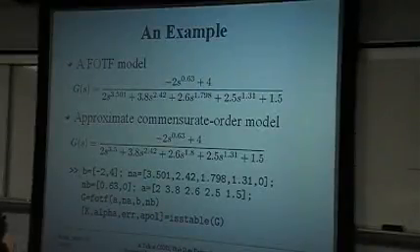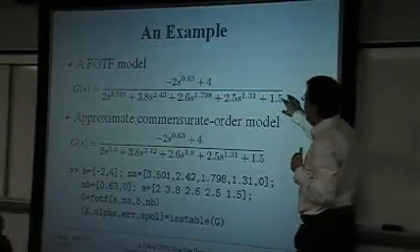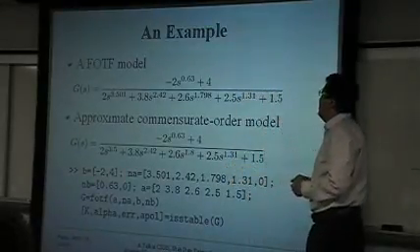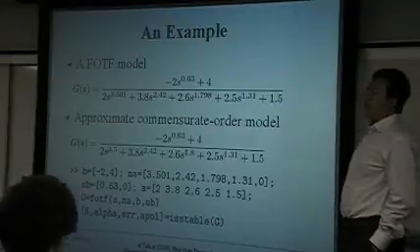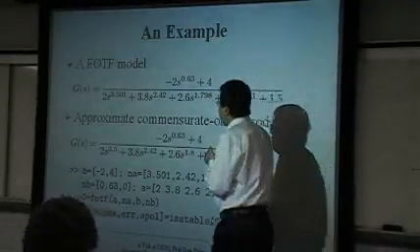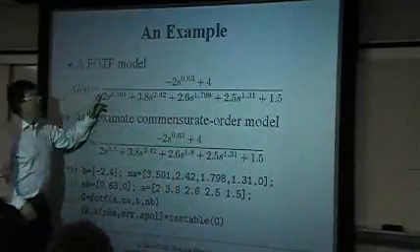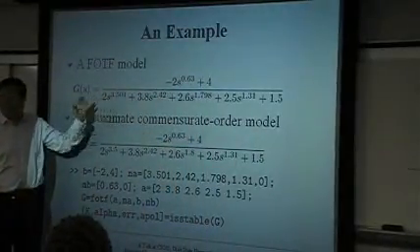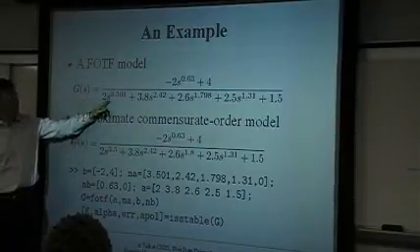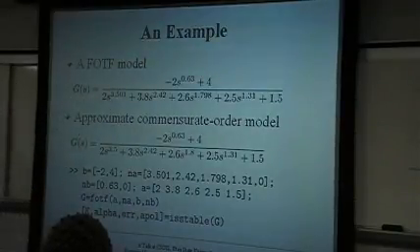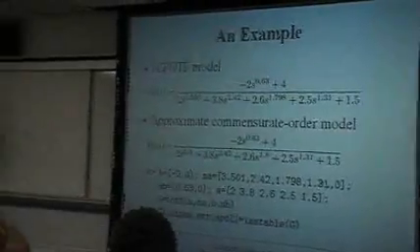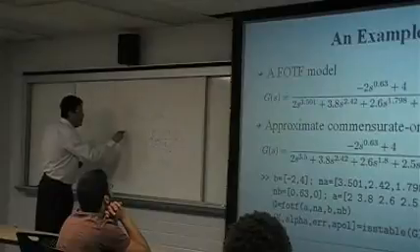Let's consider an example. Suppose we have a fractional order transfer function. How can we check the stability of the system? For this system, we can see that if we want to convert it into a commensurate order system, we must introduce a lambda like this. Lambda equals s to the power of 0.001.